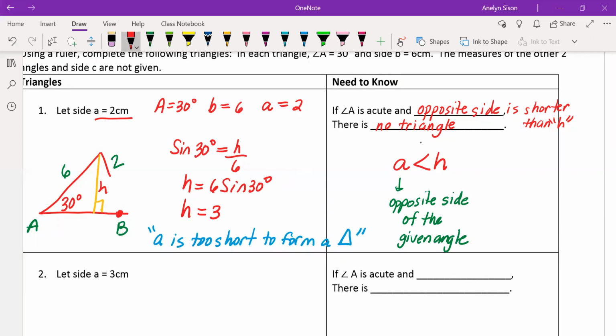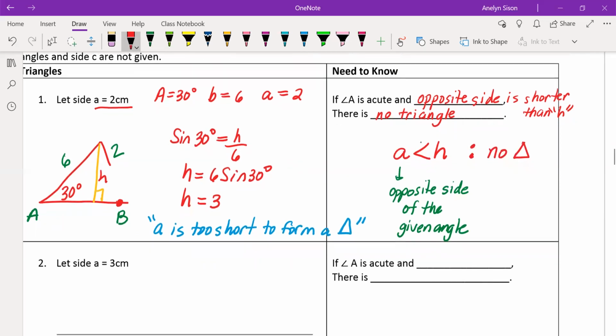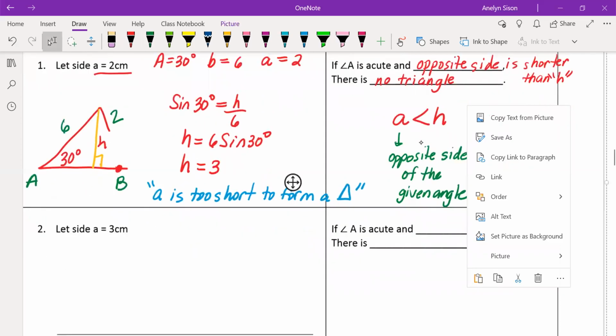Then, if the opposite side of the given angle is smaller than the height, what happens? No triangle is possible. That's what it means. Right? Let's go to the next one.